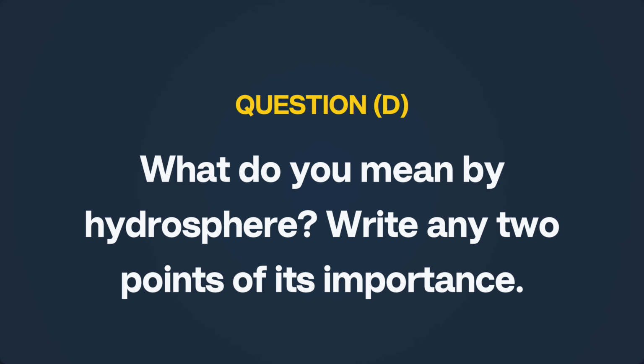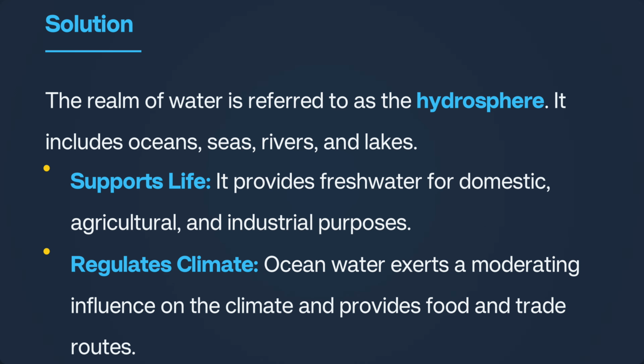Question D. What do you mean by hydrosphere? Write any 2 points of its importance. Let's find out the answer. Answer. The realm of water is referred to as the hydrosphere. It includes oceans, seas, rivers, and lakes. Its importance is as follows. First, it supports life by providing fresh water for domestic, agricultural, and industrial purposes. Second, ocean water regulates climate and also provides food and important trade routes. Great. Now let's move on to another important question.